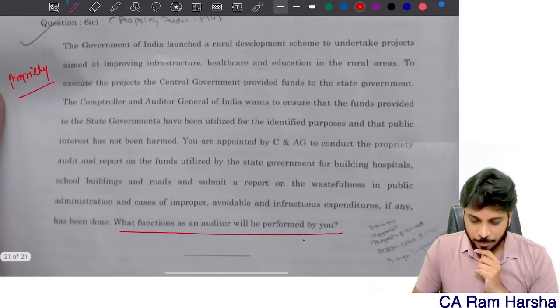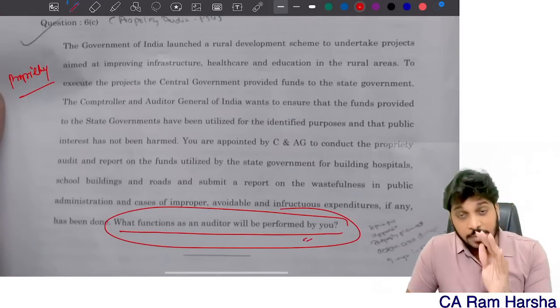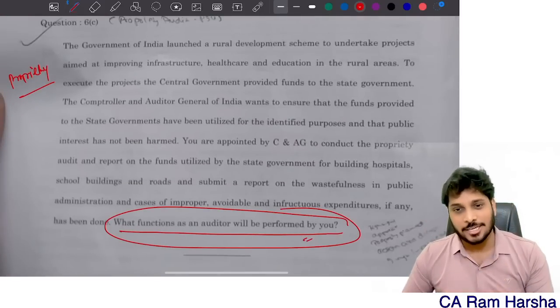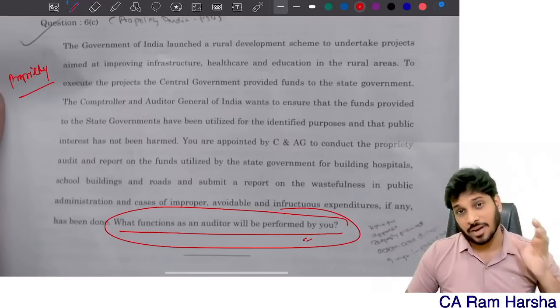Then finally this one, propriety audit related: what points will you verify in a propriety audit? That's it. Straight, simple, neat paper, entirely descriptive.